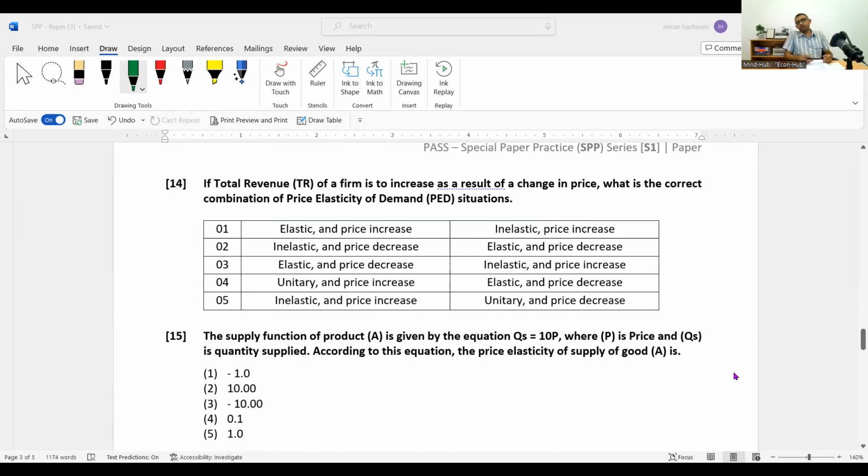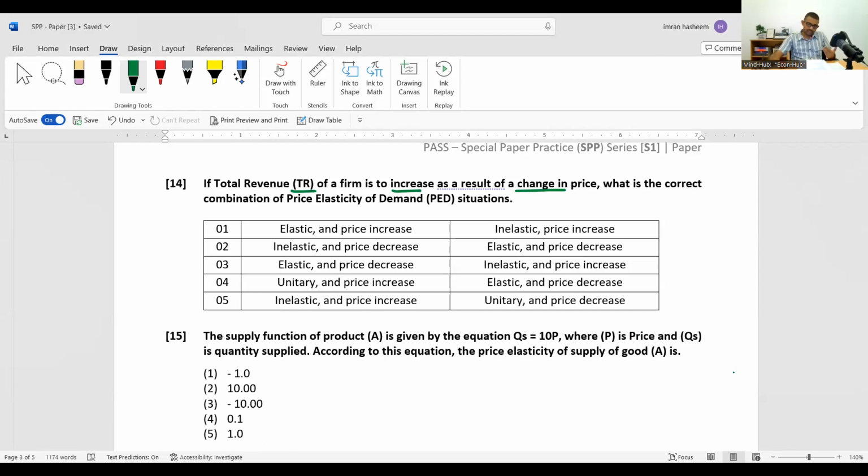Question 14. If the total revenue of a firm is to increase, if TR, total revenue, is to increase as a result of a change in price, so the change in price is kept open. Could be increase, could be decrease. What is the correct combination of price elasticity of demand?